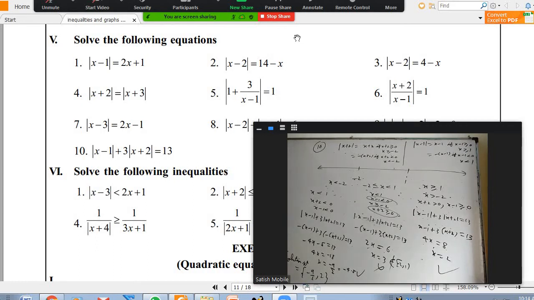Sir, the middle one is wrong because it does not lie between minus 2 and 1. Yeah, it doesn't belong to that set. Yes, you're right. Because our case is minus 2 to 1, but we got an answer outside that.